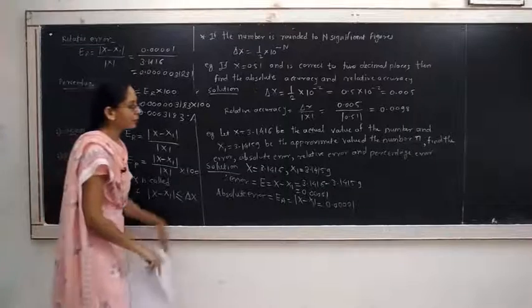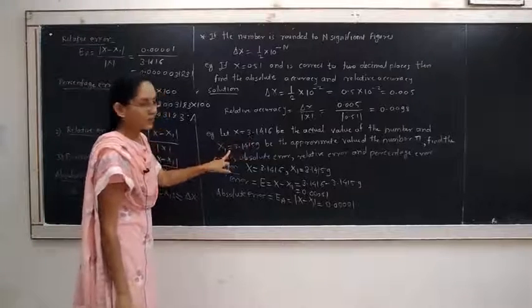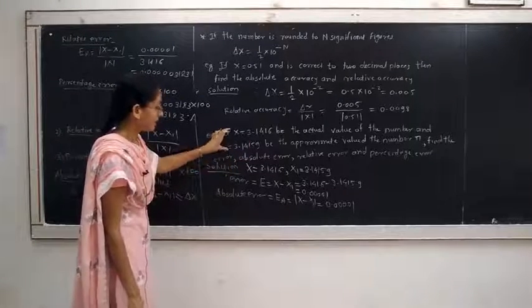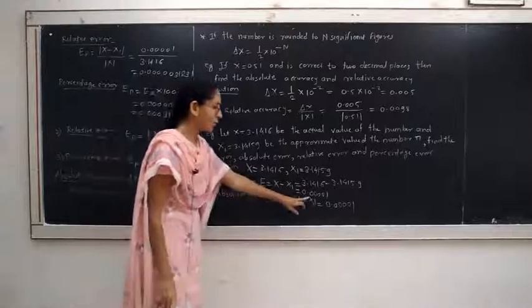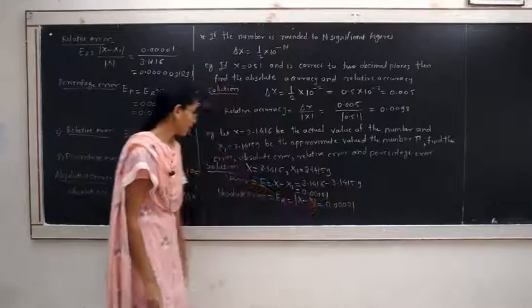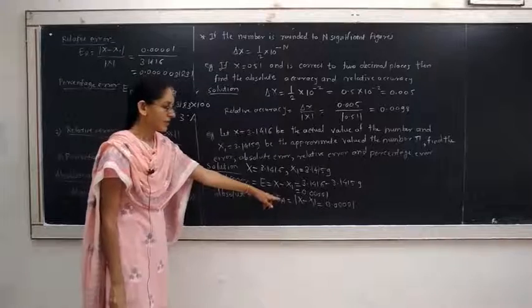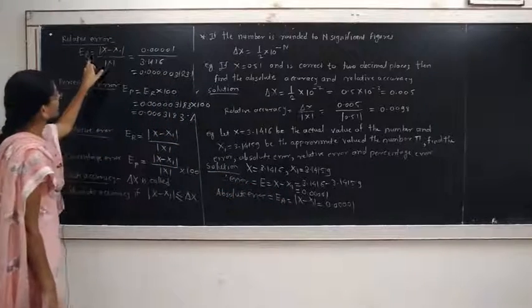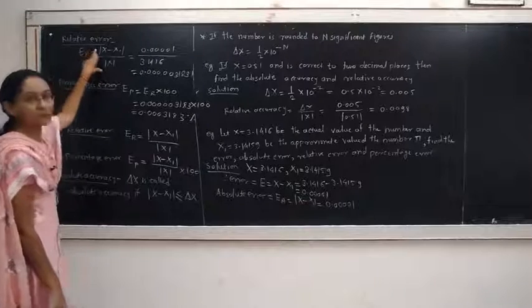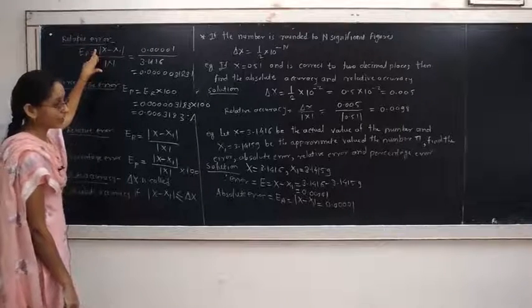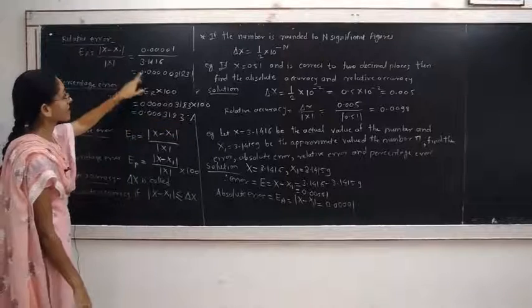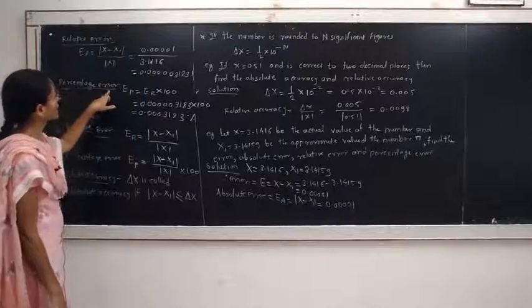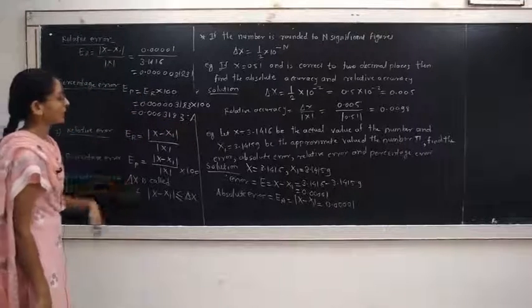If we have two values, actual value and approximate value, then the error between these two values is 0.00001. The absolute error is the same, the modulus of that difference. Then the relative error is the ratio of the absolute error to the modulus of the true value, which is 3.1416. Its value is this. Percentage error is the relative error into 100.